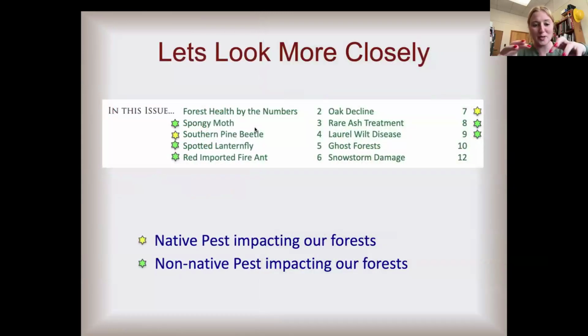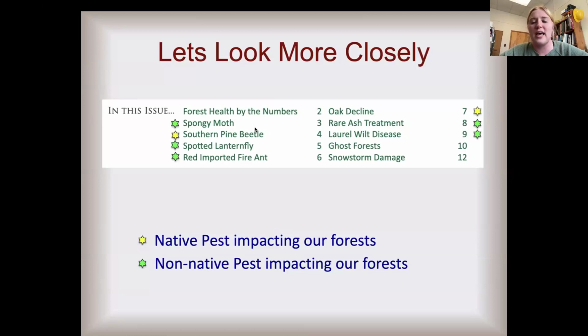So if we look a little bit more closely at the bottom of that issue, we can see the different pests that are highlighted, and you'll notice that both native and non-native pests are there. I bring this up because over time, non-native pests, or these threats to our forests, have increased in numbers with these frequent new introductions. Now, there's a lot of reasons for these introductions. One of the biggest reasons is that international trade has been this huge factor of why we're seeing more non-native pests.